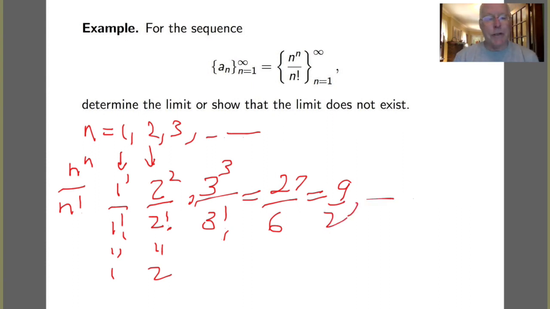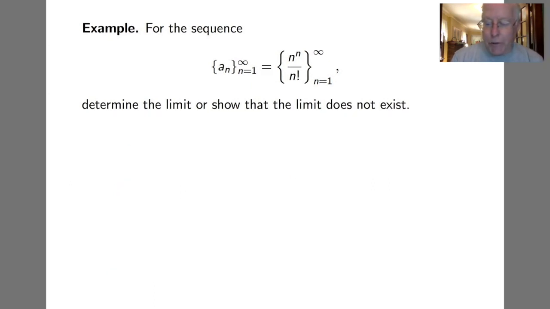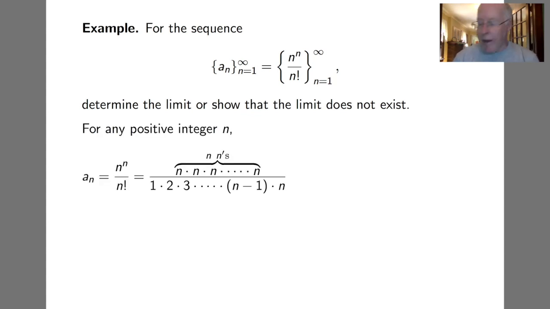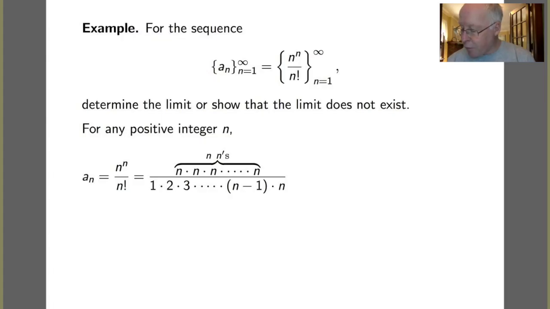So what happens to this sequence a sub n when n gets large? Well, let's take a look at that. I'm going to use kind of a squeeze theorem here of a sort. So for any positive integer n, we have a sub n is n to the nth over n factorial. N to the nth means we're just multiplying n n's together, so n times n times n, etc. Stop when we have n n's lined up. And the factorial means multiply all the positive integers from n down to 1 together. So 1 times 2 times 3, etc. times n minus 1, just before n, and then times n.